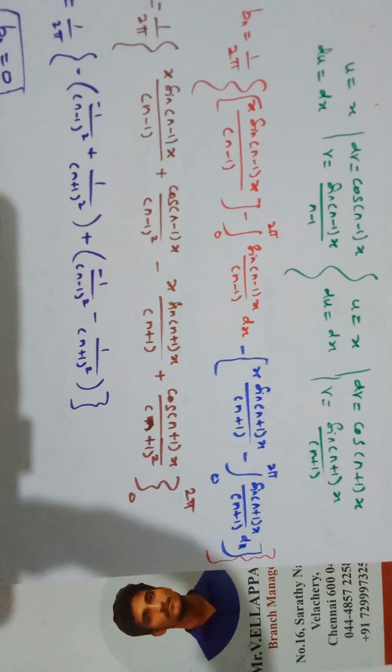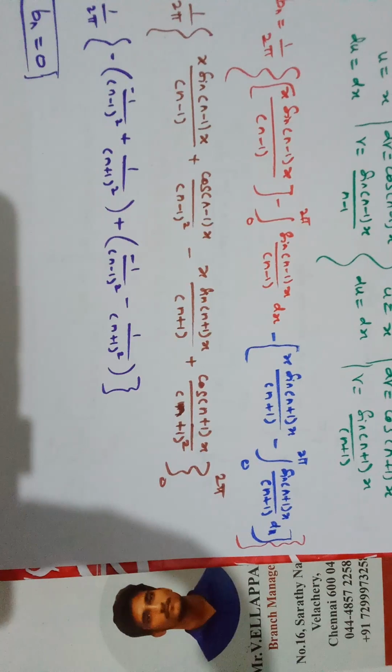Now, 1 by pi, substituting the upper limit 2 pi first minus the lower limit second. So I have written the four terms. After substituting 2 pi and 0, the terms become minus of minus 1 by n minus 1 the whole square, plus 1 by n plus 1 the whole square, plus minus 1 by n plus 1 the whole square, minus 1 by n plus 1 the whole square. Simplify this, and we get bn equals 0.